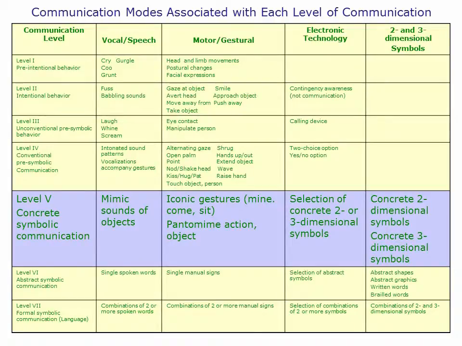At level 5, the vocal and gestural modes may specifically mimic properties of the referent, resulting in iconic sounds and gestures. For instance, the child might make a kissing sound to ask for a kiss, or pat a chair seat to ask you to sit down.